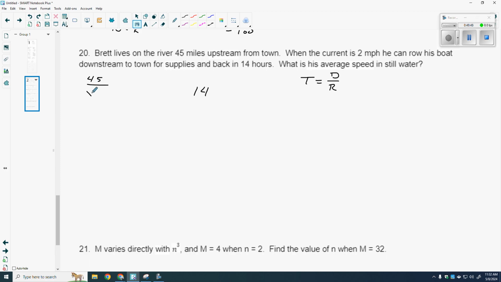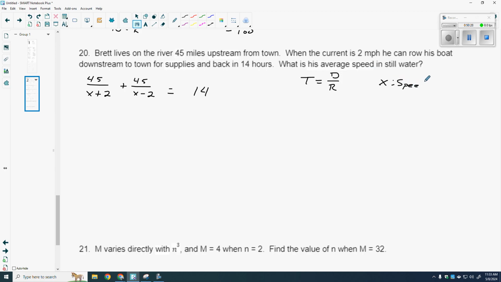So the rate at which Brett rows, we don't know. The rate of the current flows is 2. So the rate of the system, the boat and the current together, is x plus 2. The boat's traveling at x miles an hour, the current's traveling at 2 miles an hour, the whole entire system's moving at x plus 2 miles per hour. Now he rows back upstream, so the time it takes to go back upstream, same distance, 45, same speed he's rowing, but now the current's pushing against, so you're going to subtract the current from how fast he can row. What is his average speed in still water? So my x is representing his speed in still water.